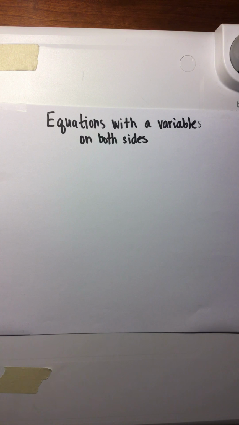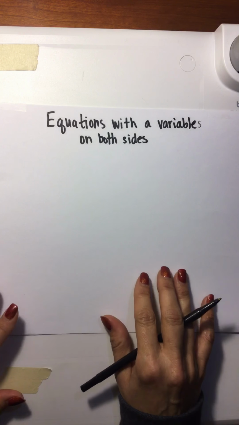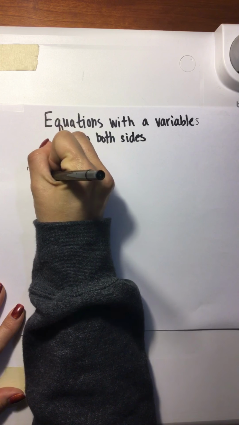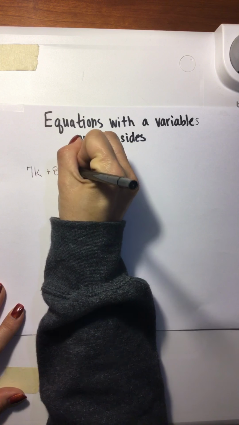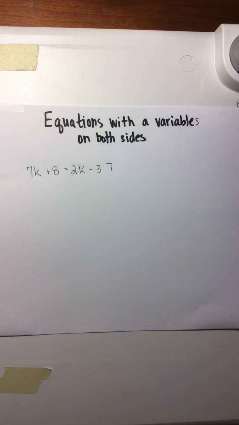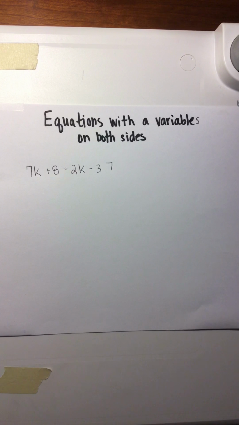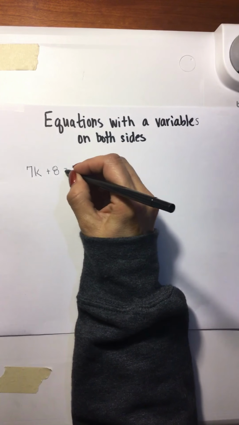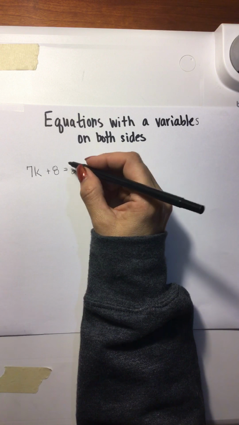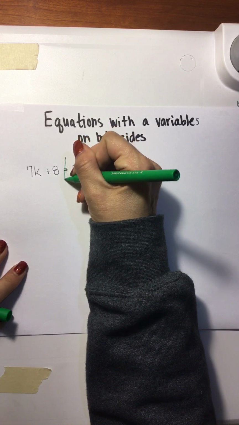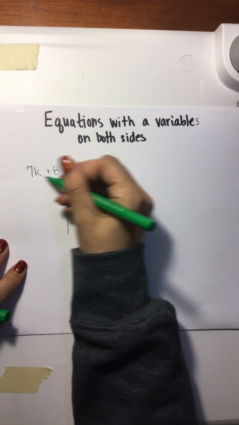Okay, so I'm going to write out, let's do this one. We've got 7k plus 8 equals 2k minus 37. Okay, I wrote that 37 pretty big. Right, so this is what I want to see right here, is that I can tell that this is two sides of an equation, all right? So we can look at it like our balance again.